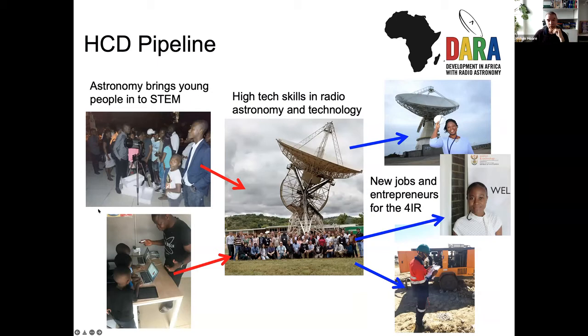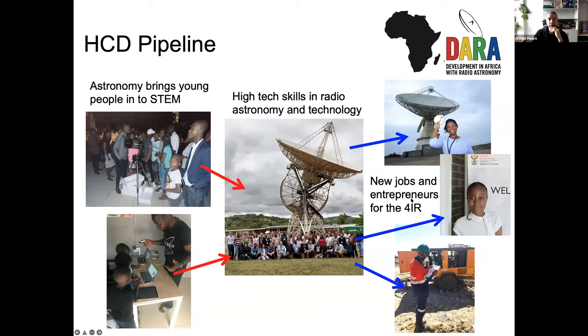A lot of the reason for doing outreach, obviously, is to bring young people in and get them interested. We've also supplied some of these small optical telescopes to get young people interested in astronomy. This is a session in Maputo. That will bring people into the STEM area, get them interested in the idea of astronomy. We've got this whole fantastic project with the SKA coming to South Africa. And then as they get older, get them into the high-tech skills in radio astronomy and technology. And then out the other end, some will become radio astronomers, but others will join, hopefully, the fourth industrial revolution.